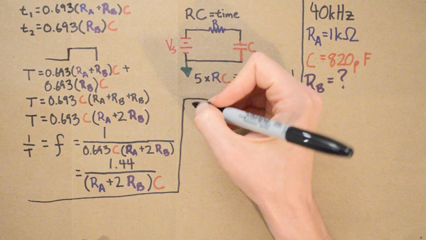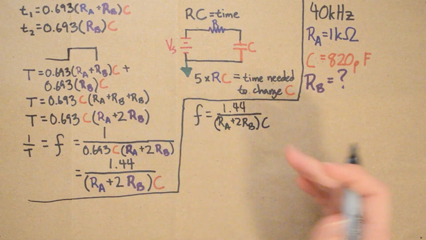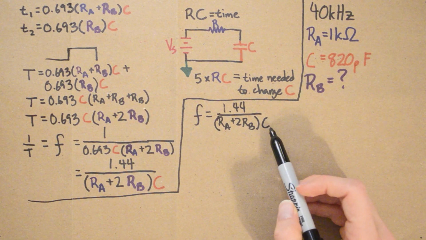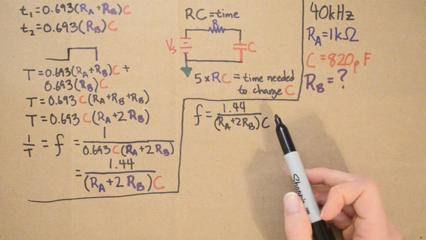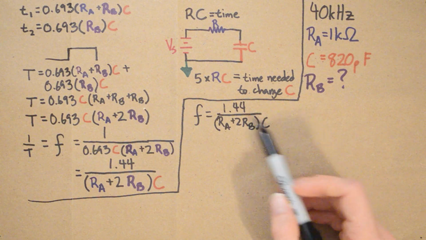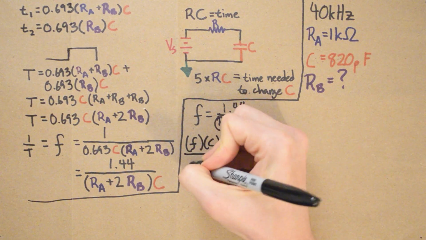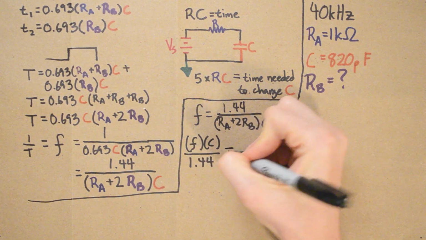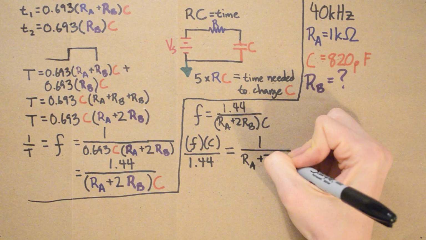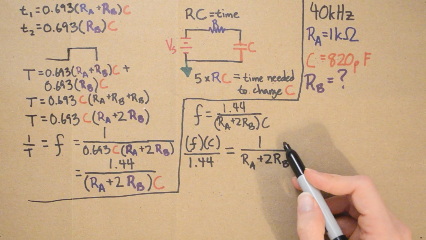So let's just manipulate some of these things over here and see if I can figure out what I want to do with RB. So first, I know that F equals, now I want to move everything over to one side of the formula to just be left with RB. So I am going to multiply both sides times C, and at the same time multiply both sides by 1 over 1.44. So what I'm going to end up with is F times C over 1.44, and I end up with 1 over RA plus 2RB.